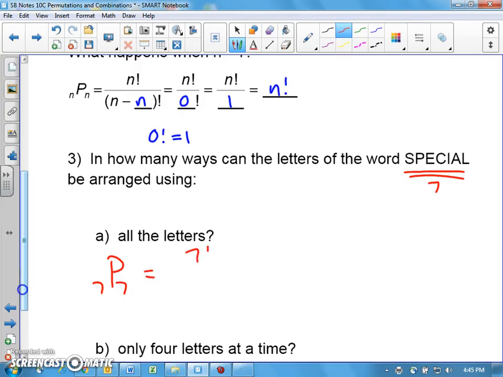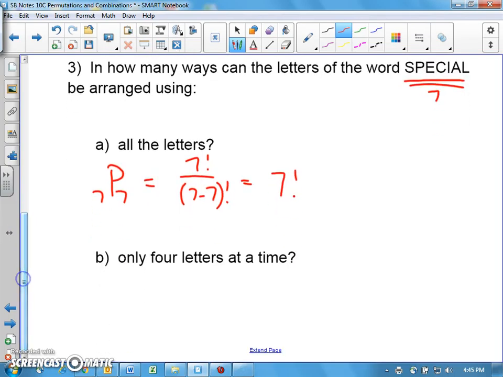This would be 7 factorial over 7 minus 7 factorial, which is just going to be 7 factorial. If, however, I'm only going to use 4 of those letters, it's a permutation of 7 letters choosing 4 at a time. This becomes 7 factorial over 7 minus 4 factorial. Working this out, we're going to get 7 factorial over 3 factorial. And this is not a bad one to compute because the numbers are fairly small.